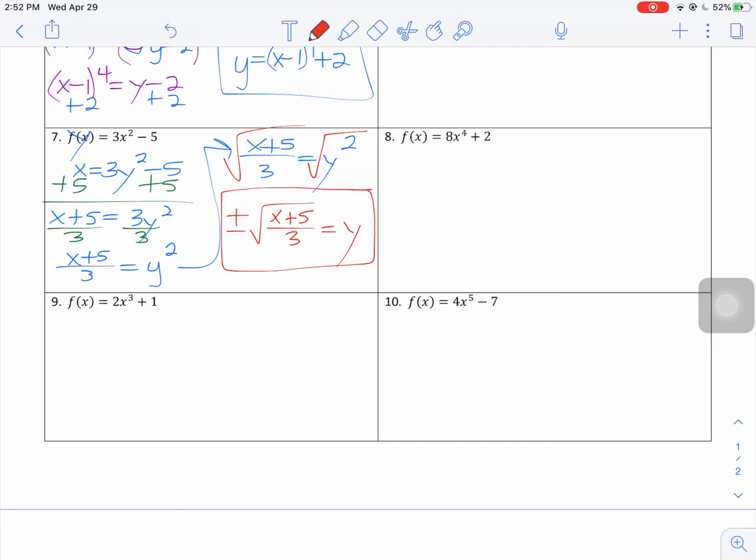Number 9, let f of x be y, because they are essentially the same thing. Switch x and y, and then solve for y by doing order of operations backwards. So I'm going to subtract 1 from both sides. And I'm going to undo multiplication by doing division. And then I have (x minus 1) all over 2 equals y to the 3rd.